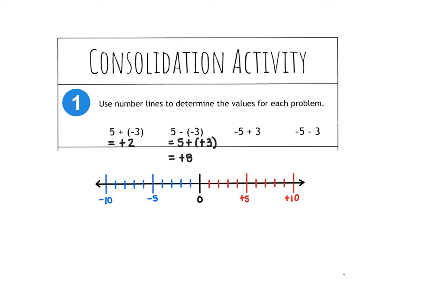In our third example, we'll start at -5 and we'll add 3. So we're going to go to the right 3 spaces and we'll end up at -2. In our final example, we'll start at -5, but this time we'll travel to the left 3 spaces. We'll end up at -8.